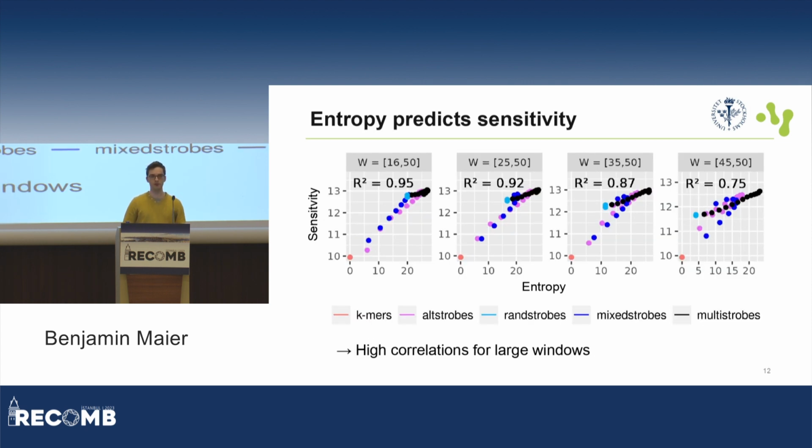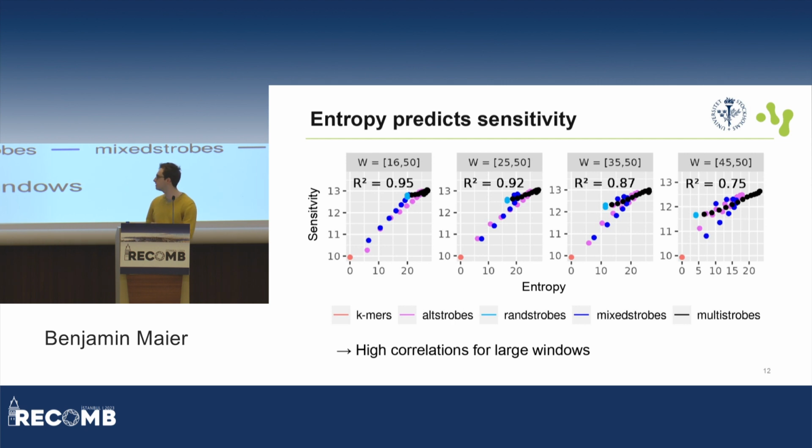Now we have shown that we get some entropy, but this alone doesn't mean too much. So we also have to show whether entropy correlates with sensitivity, and with sensitivity we mean the possibility, or the fraction, that we observe at least one match in a short region.